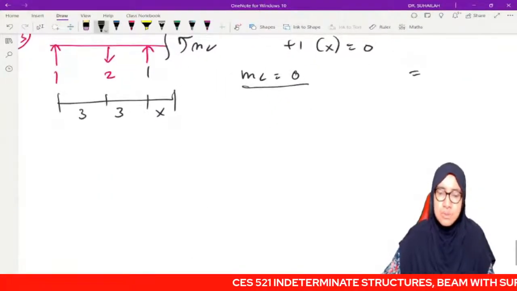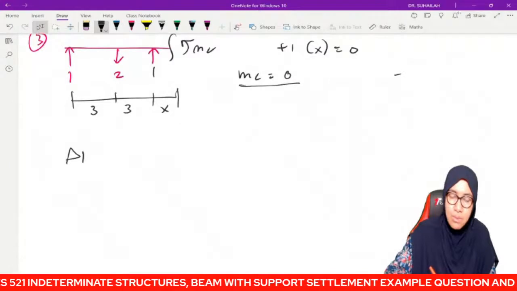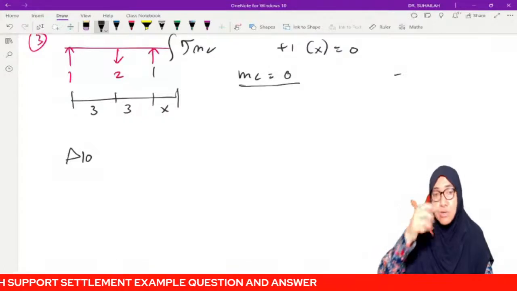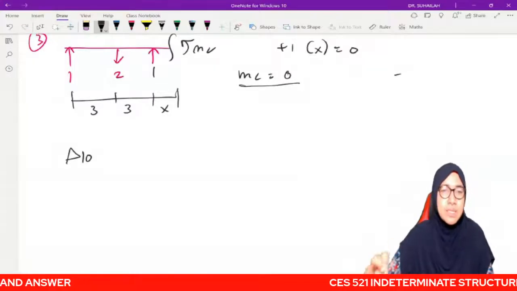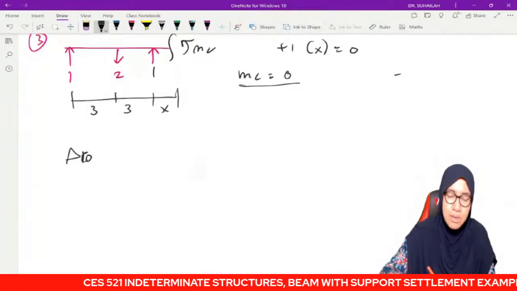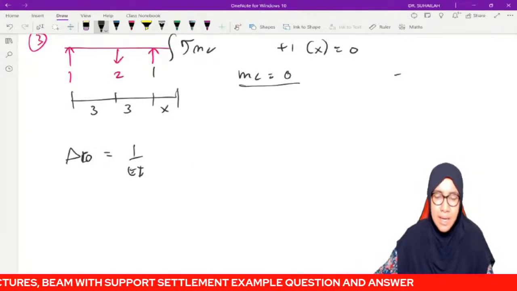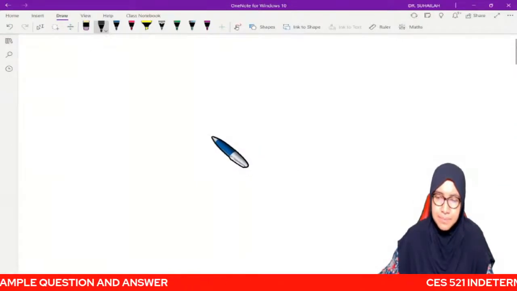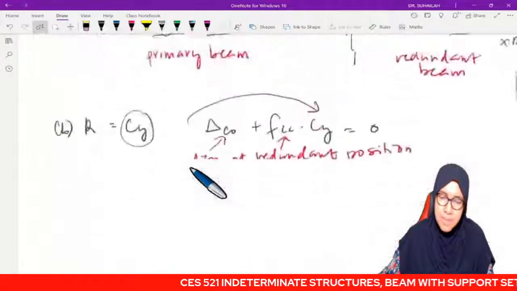Now we have to calculate delta C naught, depending on the label that we use. If you use C naught, just use C naught. If you use 1 naught, just use 1 naught. Don't mix. It is delta C naught, which is equal to 1 over EI. Let's look back at the question. EI is constant.